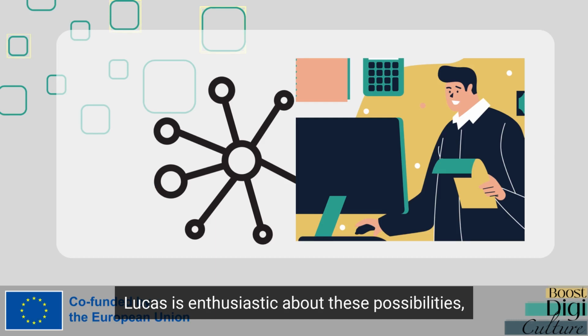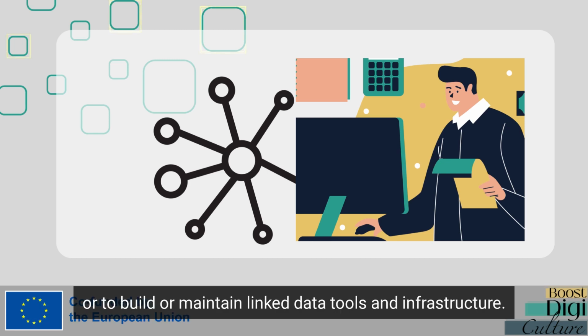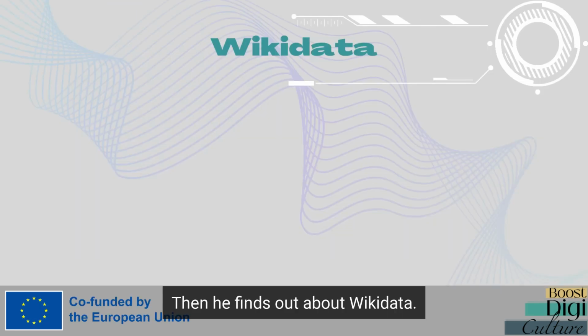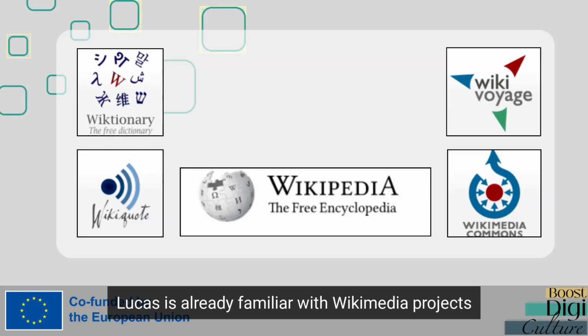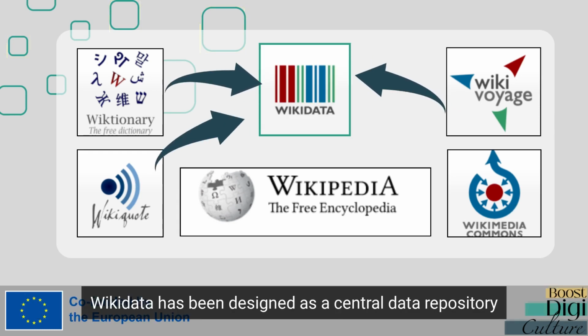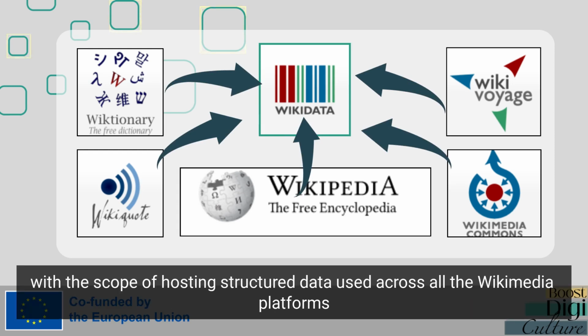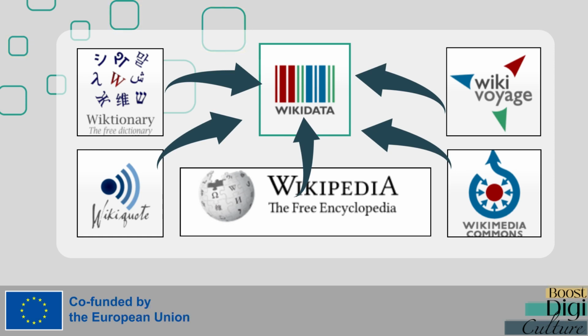Lucas is enthusiastic about these possibilities, but he's also aware that smaller institutions do not always have the capacity to create and manage controlled vocabularies and schemas, or to build or maintain linked data tools and infrastructure. Then he finds out about Wikidata. Lucas is already familiar with Wikimedia projects such as Wikipedia, Wikimedia Commons, Wikiquote, Wiktionary, or Wikisource. Wikidata has been designed as a central data repository with the scope of hosting structured data used across all the Wikimedia platforms and to ensure its up-to-dateness and consistency.